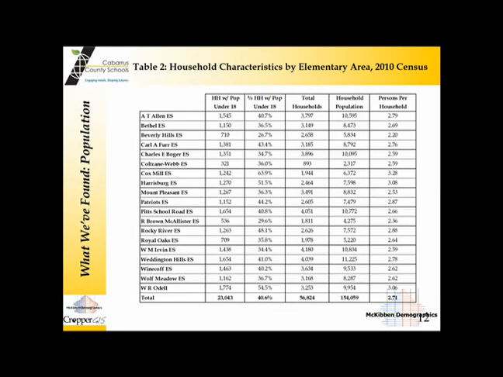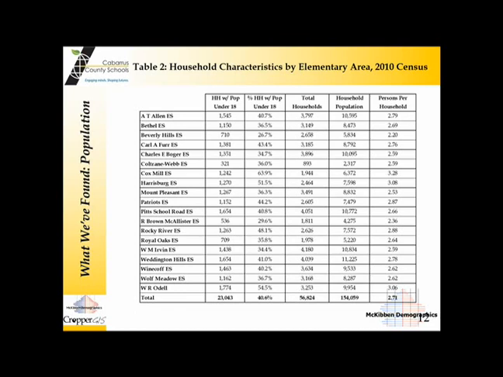To illustrate this point, there's several key variables we're looking at. Households under 18 population, total households, population, persons per household. The bottom is the total for the district, okay? And what I want to emphasize here is how much variation you see across these different attendance areas. Some are close to the district average, but not on all the variables. So they all have their unique characteristics, and we try to identify them.